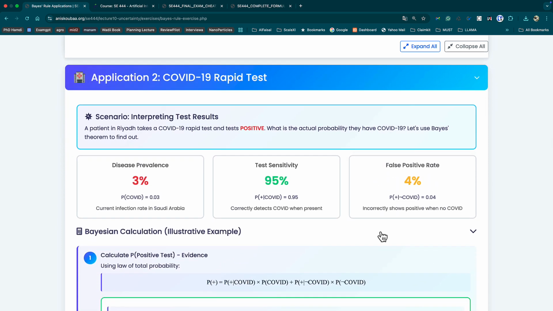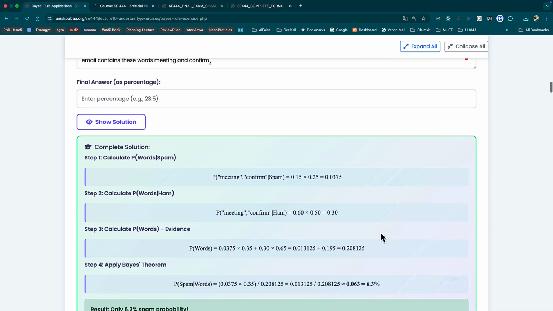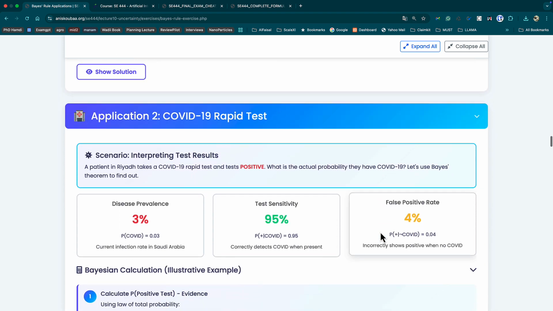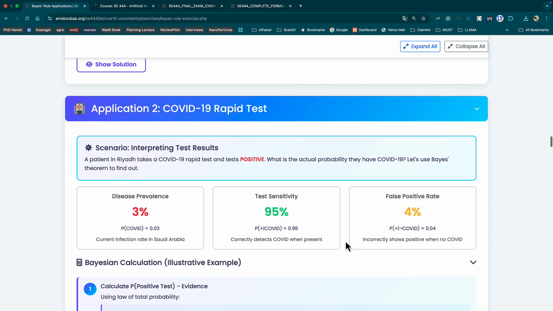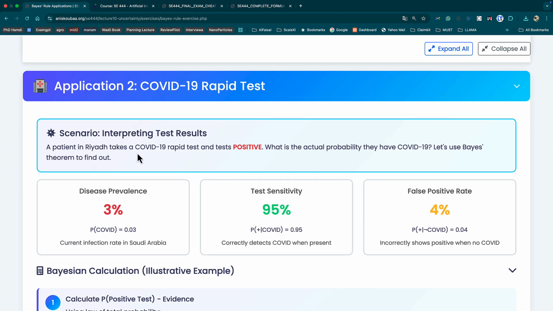It's basically naive Bayes. Sometimes we can give you some information different from what we have given to you. In the previous exercise, we gave you the prior and conditional probabilities. But in this exercise, let's read it first. We have a patient in Riyadh who takes a COVID-19 rapid test, and the test was positive. What is the actual probability that they have COVID-19? Use the Bayes theorem to find it.